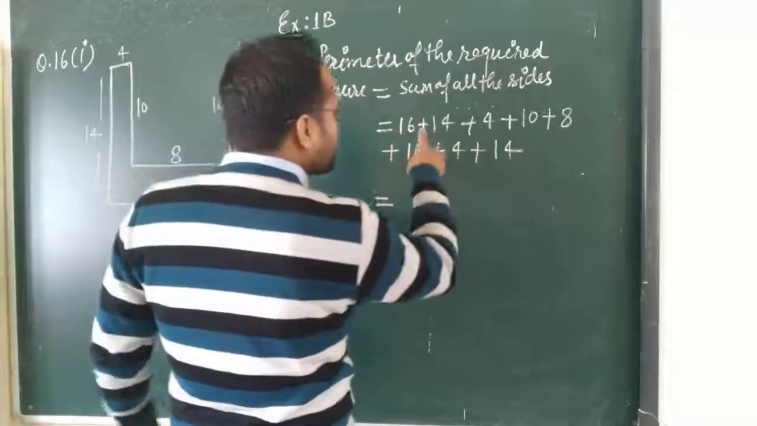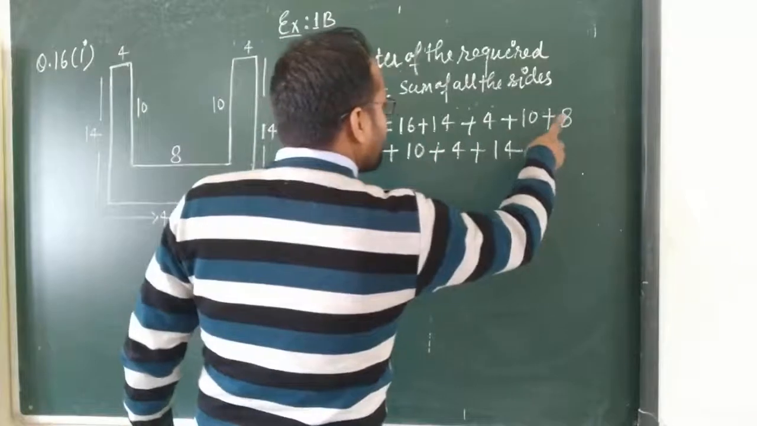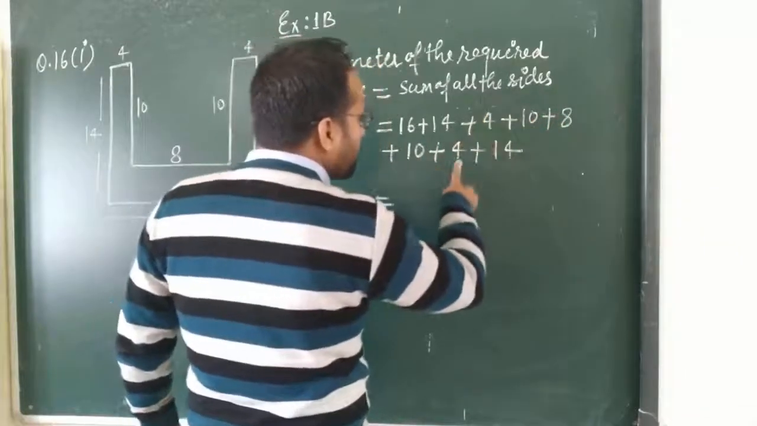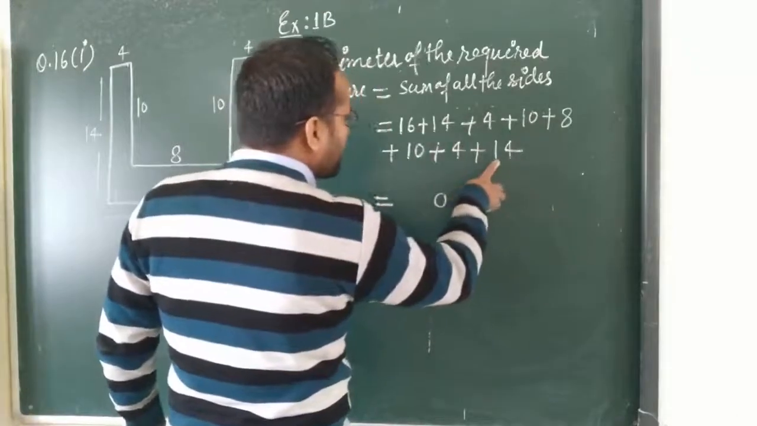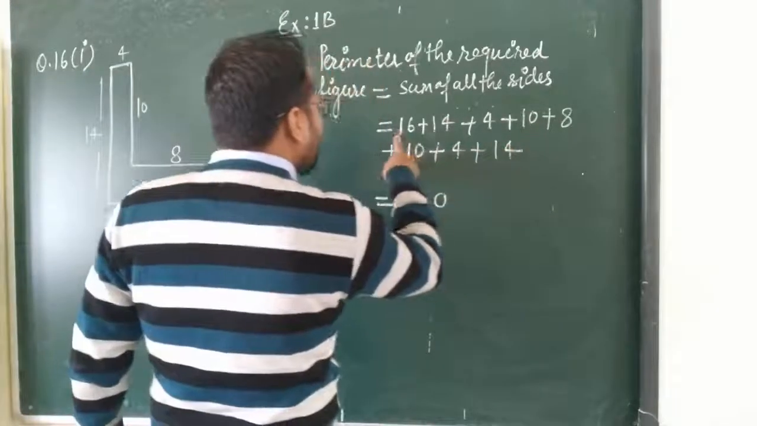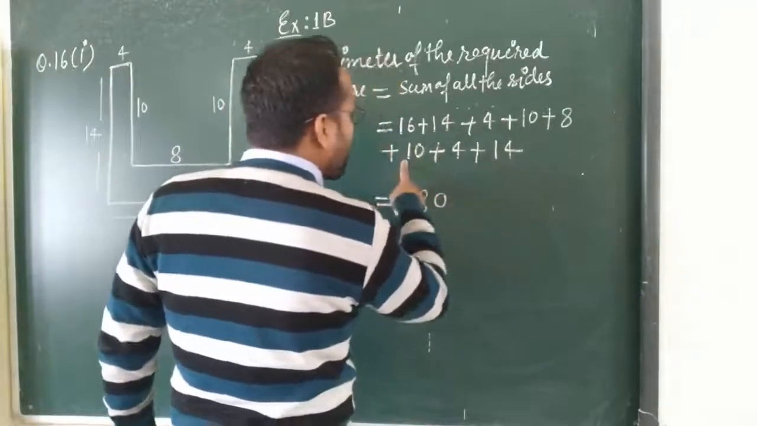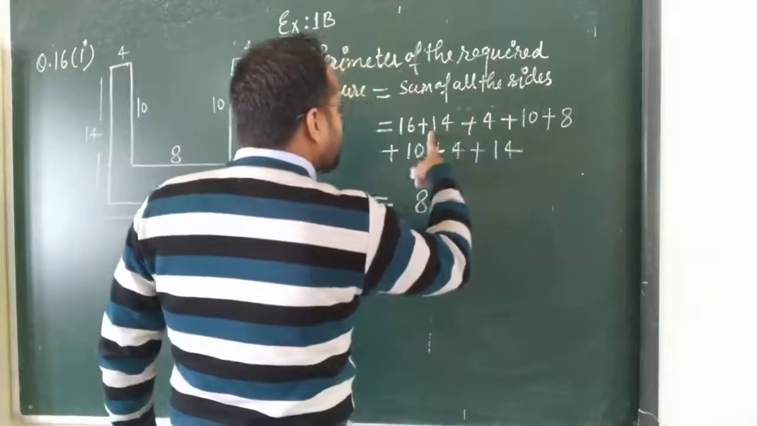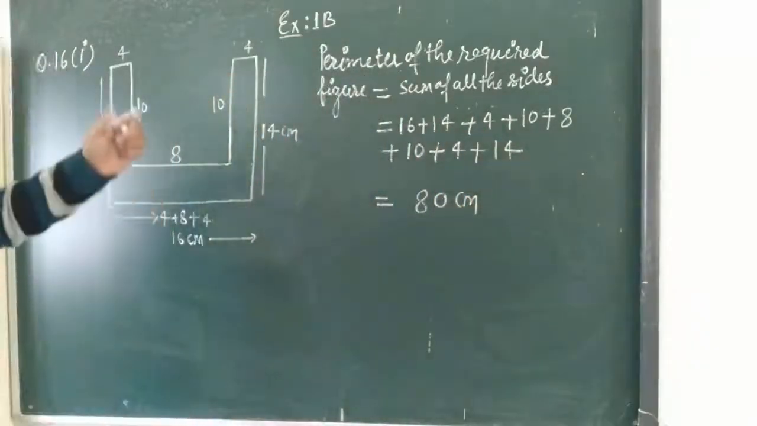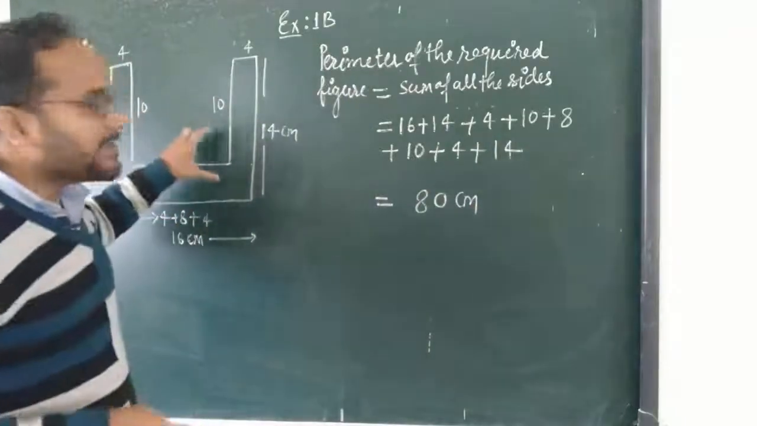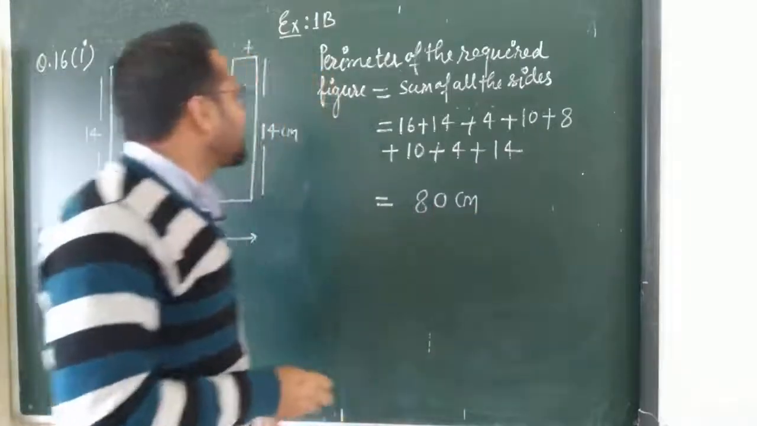So if you add this one, 16 plus 4 is 20, 20 plus 10 is 30, 30 plus 10 is 40, 40 plus 14 is 54, 54 plus 8, and so on. So your answer is 80. Check one more time. That is 80 centimeter, the perimeter of this region. Okay students, perimeter of this region is 80 centimeter.